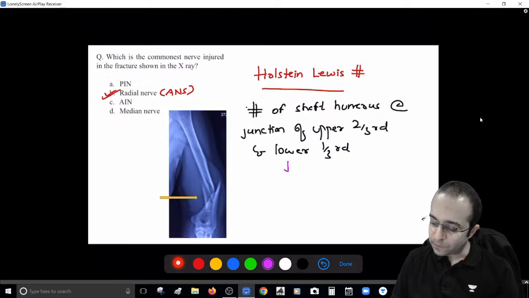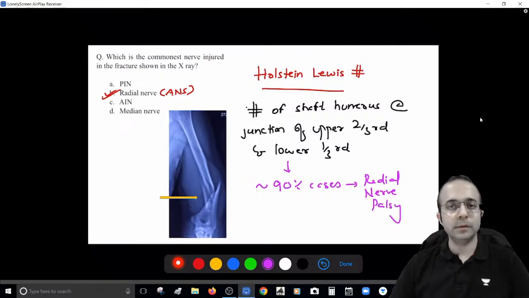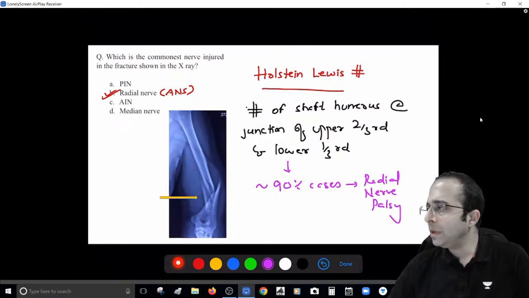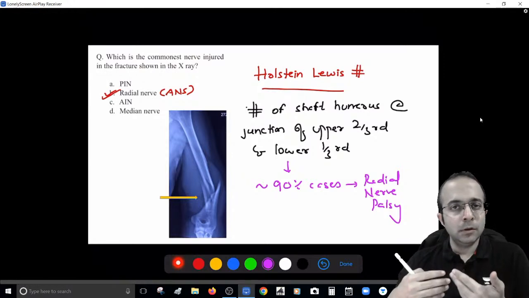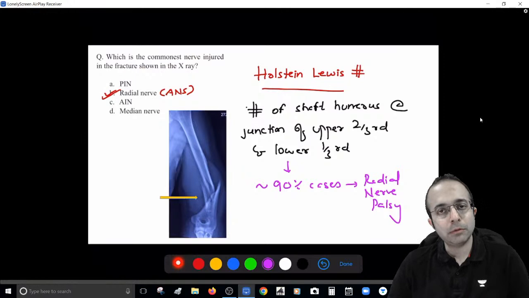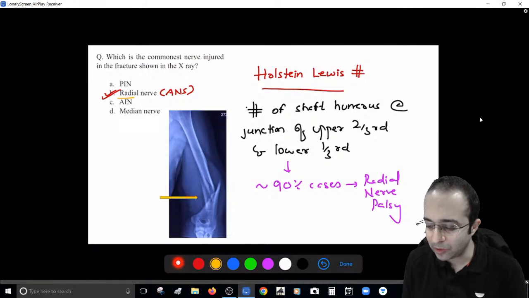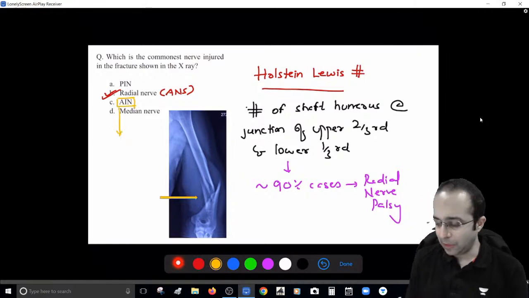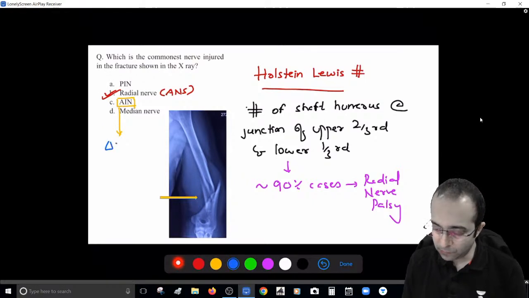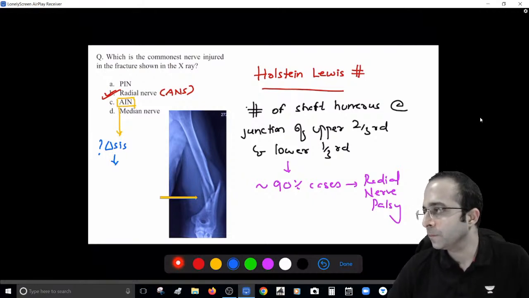Now in Holstein-Lewis, in almost 90% of cases, you are bound to find a radial nerve palsy. And that's why the answer here is the radial nerve palsy. Now there were so many people who were banking on the answer being anterior interosseous nerve. So can I request them to let me know what was in their mind? So many people said the answer is anterior interosseous nerve. There must be some kind of diagnosis in your mind that made you think of AIN as the answer.